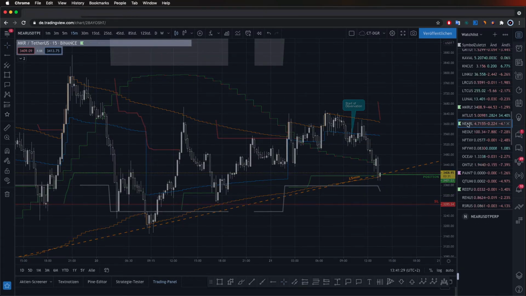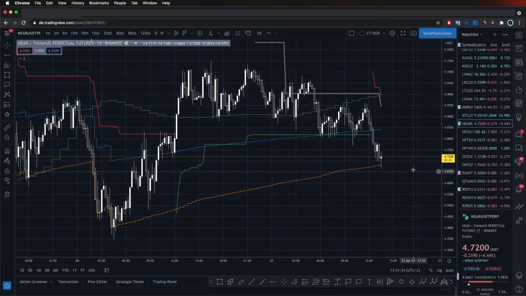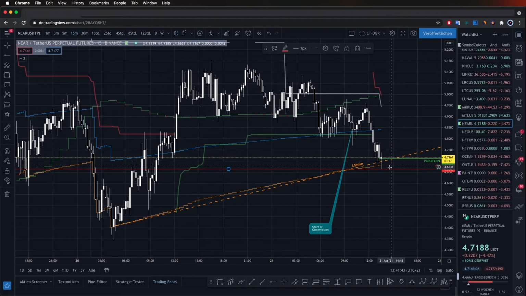For near, let's see. Here I will just put a stop loss line in there. The wicks here are a little longer. You can see this, it's much more volatile within the 15 minutes. There are much longer wicks than for the coin before. Let me get a feeling for the percentages here.